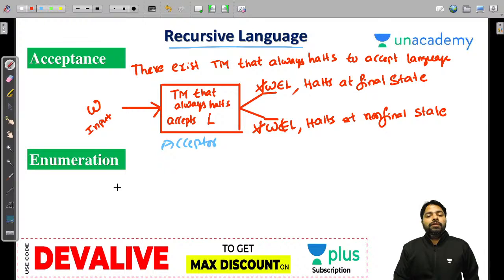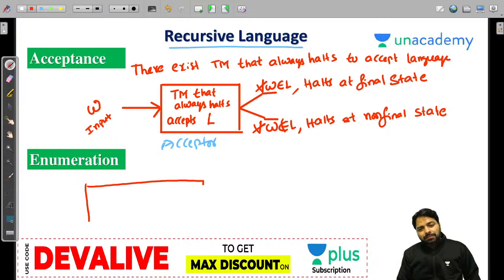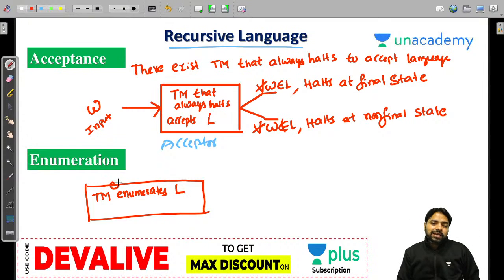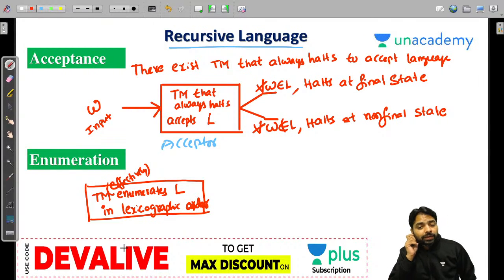Another one, we have a special machine. A Turing machine can enumerate. But this time we have a different strategy, guys. This Turing machine enumerates L, you can say effectively enumerates, or you can say the TM enumerates L in lexicographical order. All the strings of L will be enumerated in lexicographical order. It can be dictionary order, it can be a particular order, but it has internally a lot of meaning, guys.